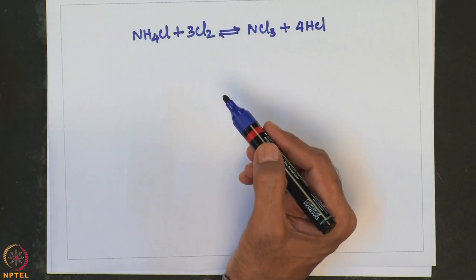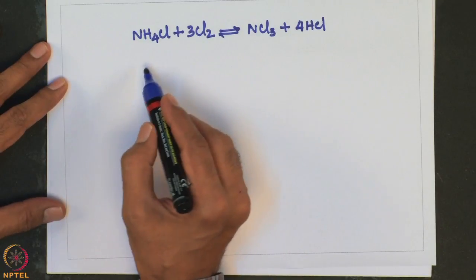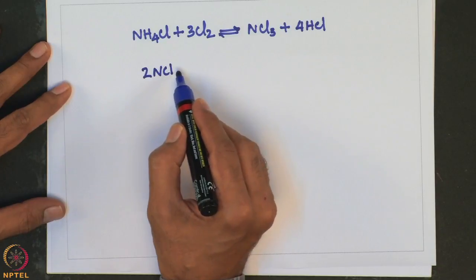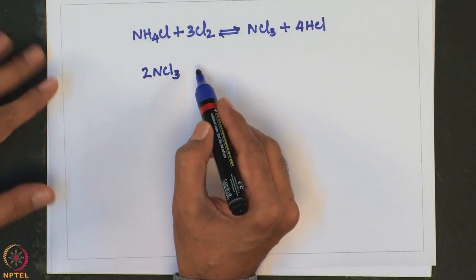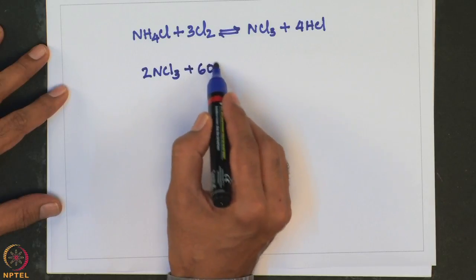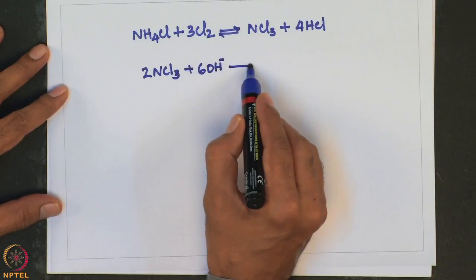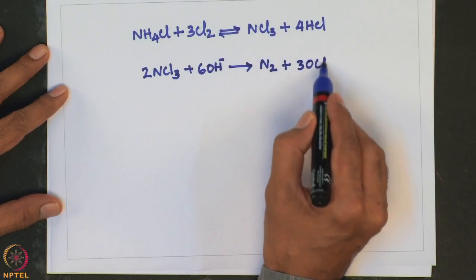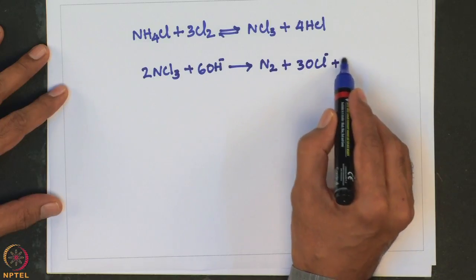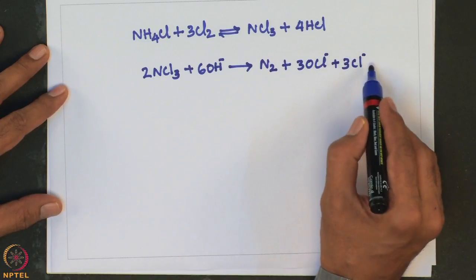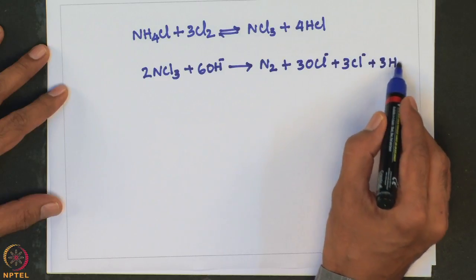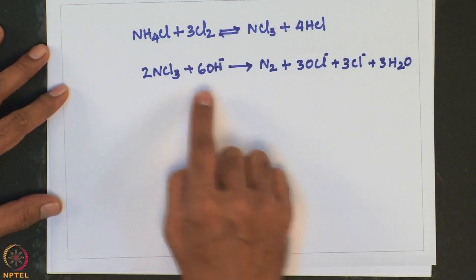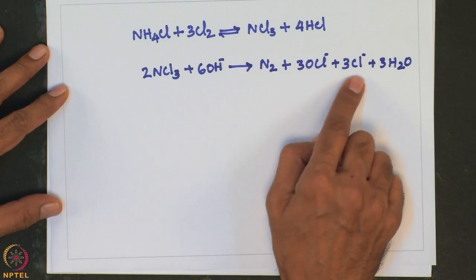So, alkalis hydrolyze NCl3, that means if you take NCl3 and treat with alkalis, we get nitrogen. Of course, in case if you use sodium hydroxide, we get NaOCl and NaCl.